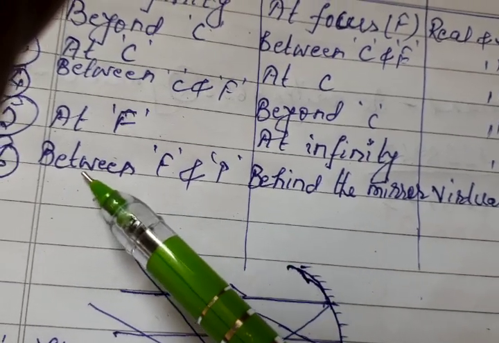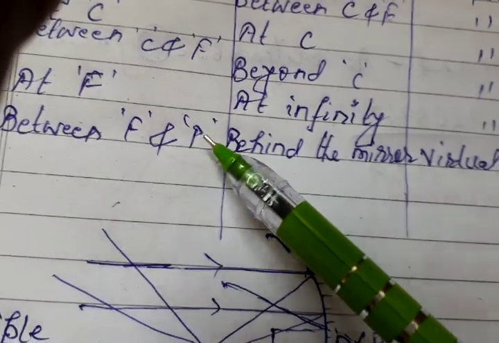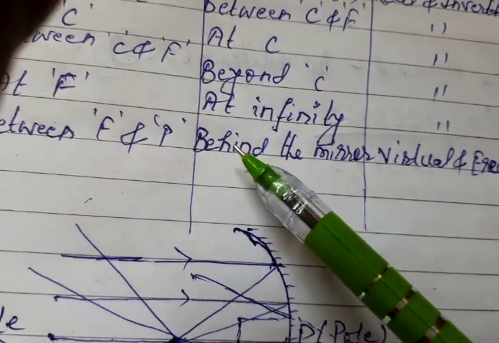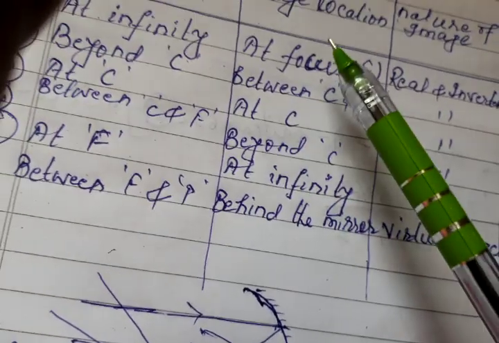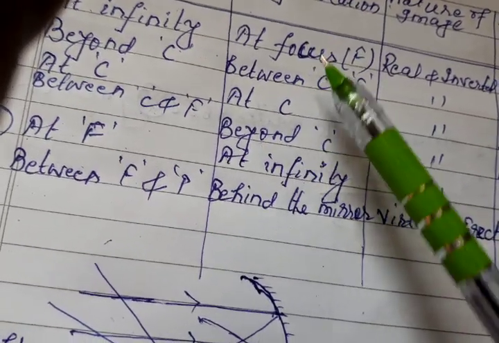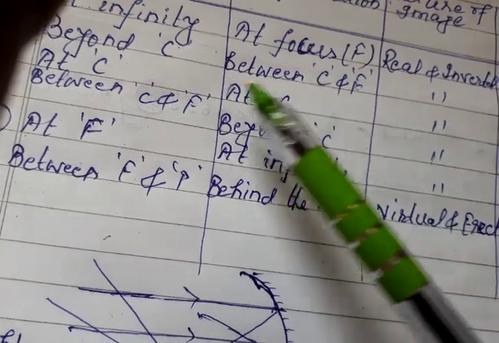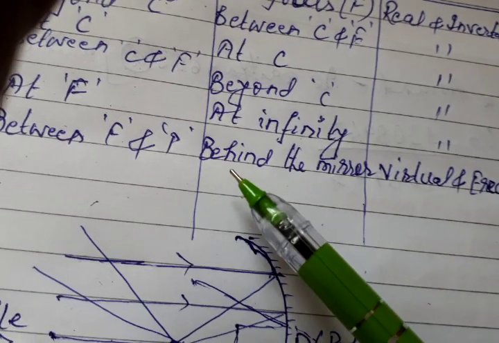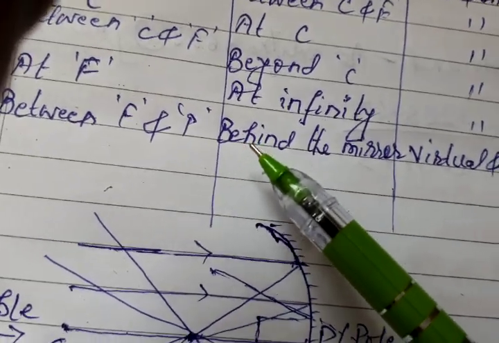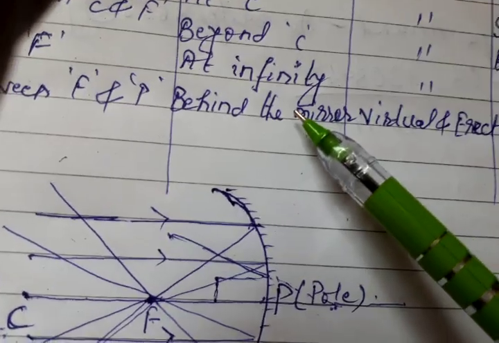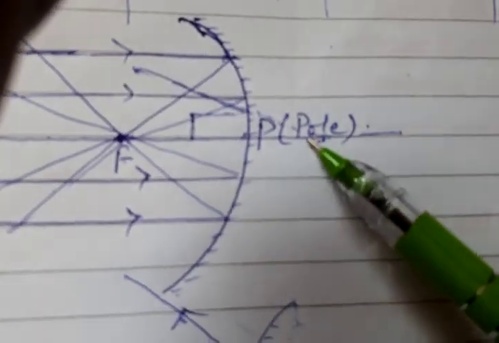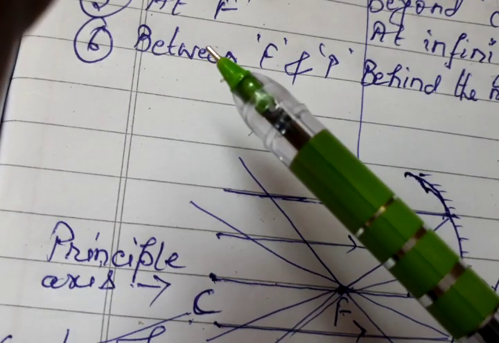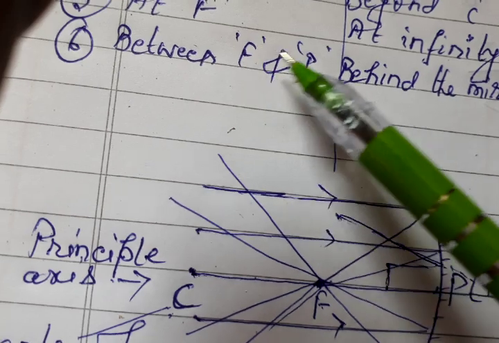So when the object is between F and P, where is the image formed? You can see here, behind the mirror. In all the conditions you would have seen that the image has been formed in front of the mirror. That's why it is real and inverted, I have already explained. And in the last condition you can say there is a change, it is forming behind the mirror. And where is the object? When the object is between F and P.